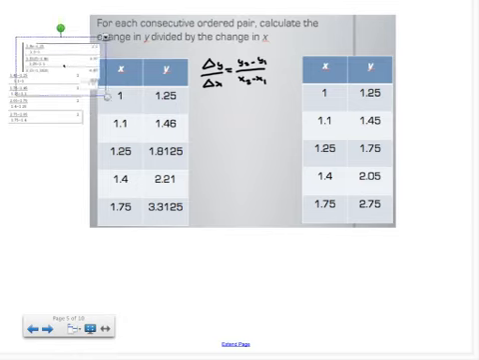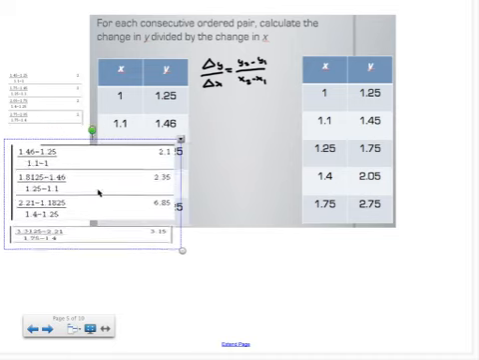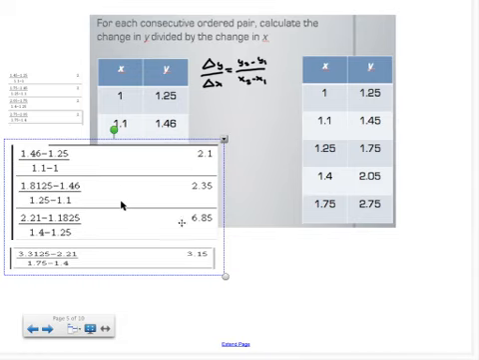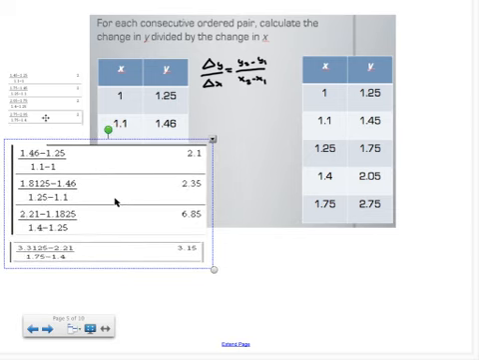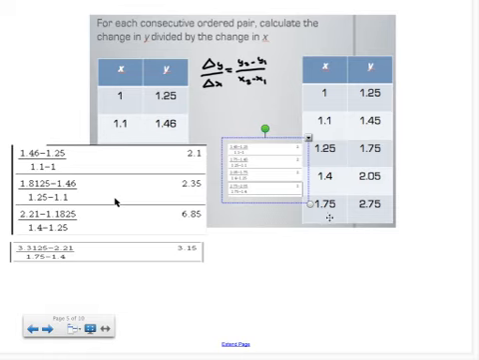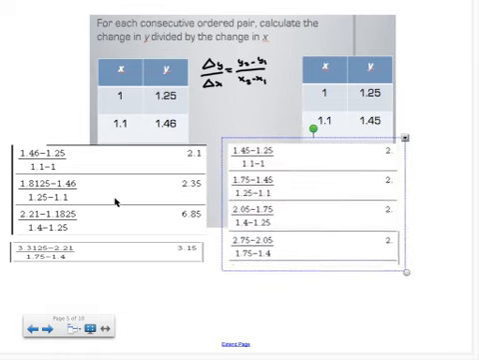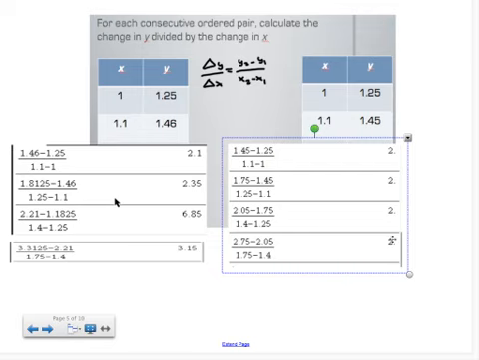The first set of pairs, when we find these delta y's over delta x's, comes out looking like this: 2.1, 2.35, 6.85, and 3.15. Numbers all over the place. However, when we look at the second set of coordinates, it turns out that their delta y over delta x always came out to be the same number, 2.